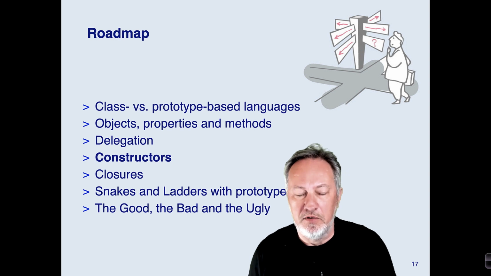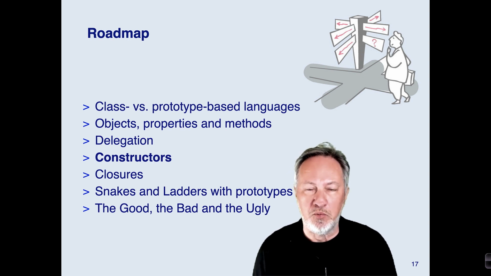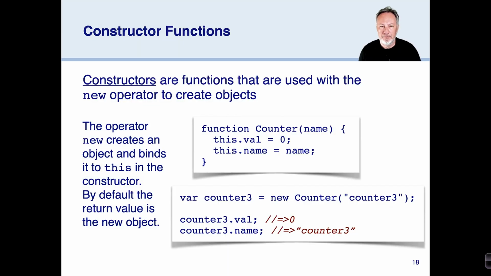Now let's have a deeper look at how new kinds of objects can be constructed. We've seen one way, but there are actually multiple ways in which we can create objects in a language like JavaScript. A constructor is a special function in JavaScript that can be used with the so-called new operator to create objects.